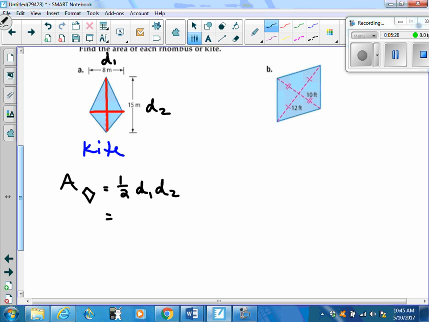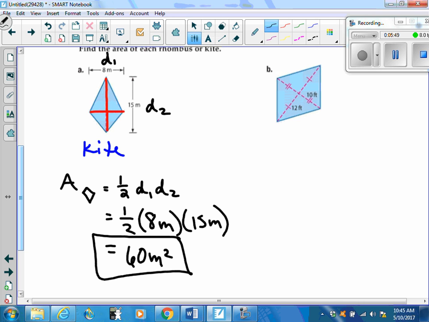And we're just going to substitute. So 1/2, we said diagonal 1, we're going to let that one be the 8 meters. Diagonal 2 is 15 meters. And then you can multiply that out. And you should get 60 meters squared. And that's the area of our kite. Problem B is a rhombus, it looks like.